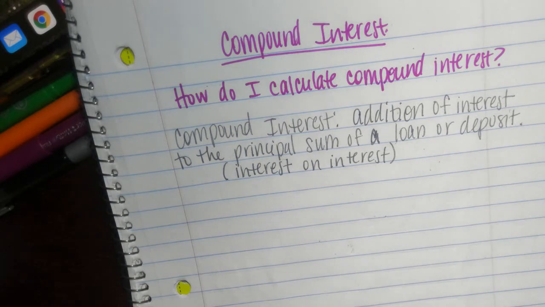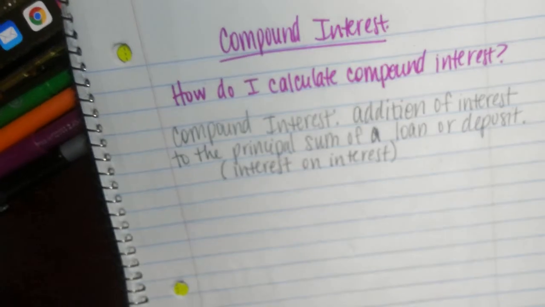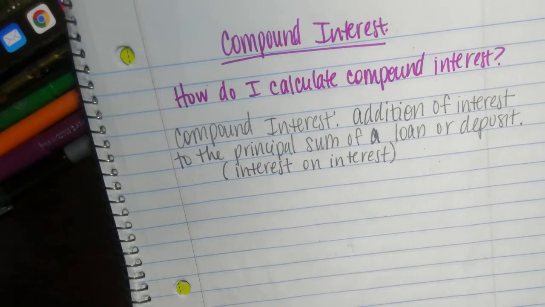Last week we talked about simple interest. This week we're going to continue with interest, and we're going to talk about the other kind of interest called compound interest. So go ahead and go to your next blank page in your journal, and I want you to label that page compound interest. We're going to be answering this question today: how do I calculate compound interest?